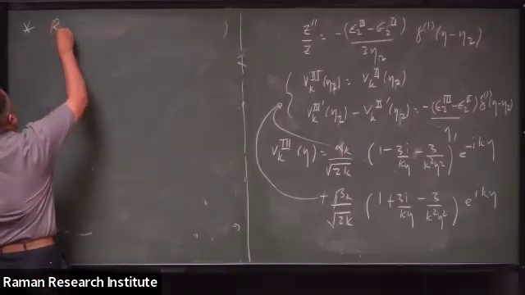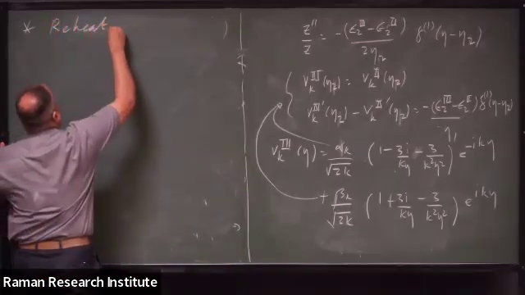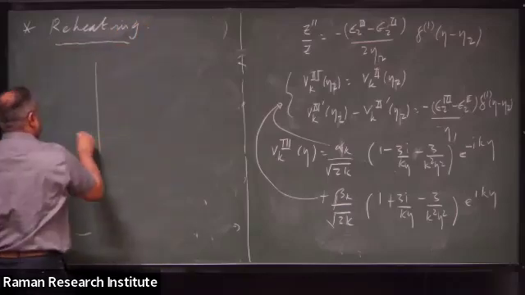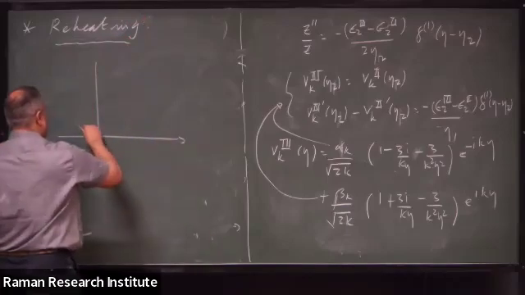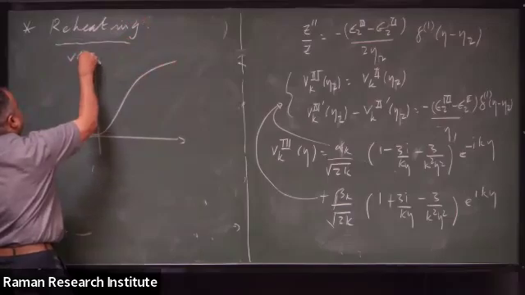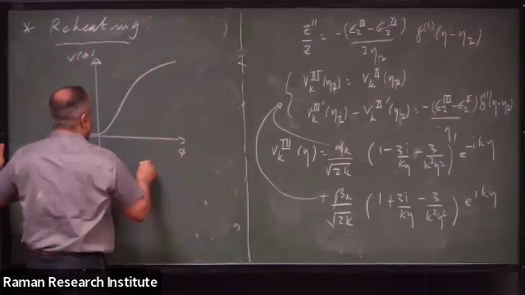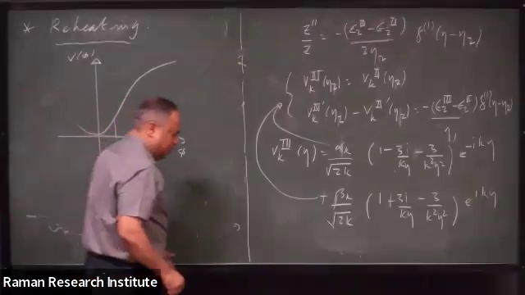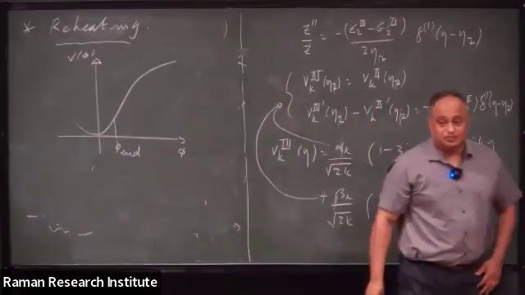So, reheating. What is reheating? Let's take a simple potential. It could be any potential, whatever potential you're considering, V of phi. And we know that this is where phi_end is, that's where inflation ends.